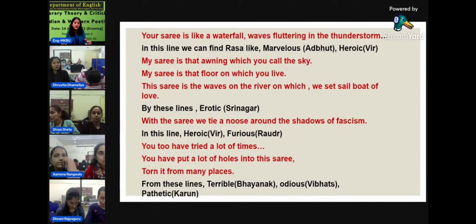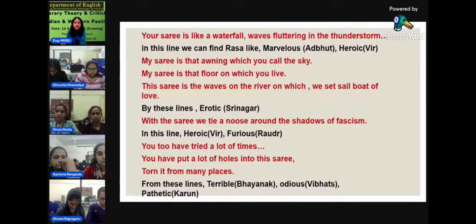My sari is that awning which you like, which you call the sky. My sari is that floor on which you live. This sari is the waves on the river on which we sail the boat of love. These lines contain the rasa of Shringar.